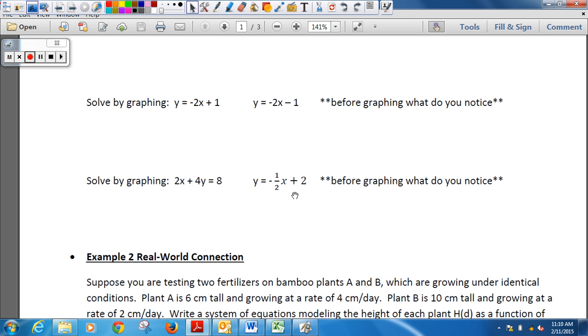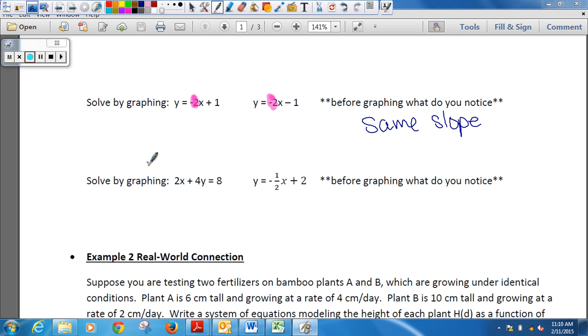On our next one, again, we're solving by graphing, and it asks you, before graphing, what do you notice? Well, if I'm glancing at these, I notice that the slope is negative 2 for both of them. So same slope. Okay, I'm going to go ahead and graph it. So I'm going to my y equals window again, negative 2x plus 1, and negative 2x minus 1. And if I graph it, and then I do second trace 5 for point of intersection, it gives me an error.